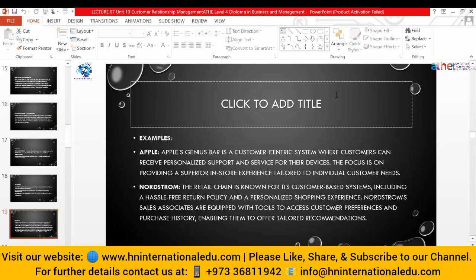Nordstrom. The retail chain is known for its consumer-based system, including the hassle-free return policy and a personalized shopping experience. So these are the two key points of this organization. Why? Because without any issue, we can return things if they're not up to the mark or whatever the problem is, maybe a size issue, and personalized shopping experience according to your likes and dislikes. Nordstrom sales associates are equipped with the tools to assess consumer preferences and purchase history, enabling them to offer tailored recommendations.